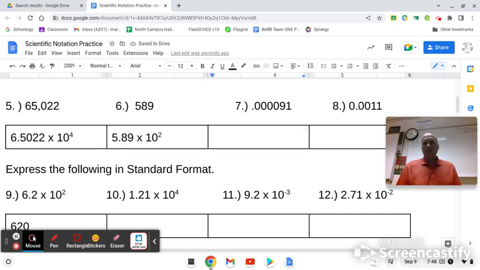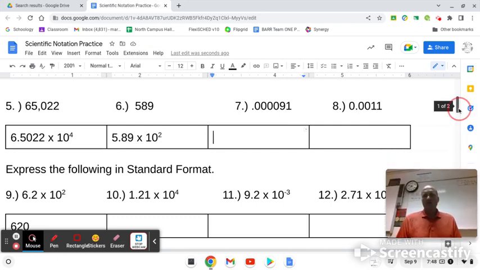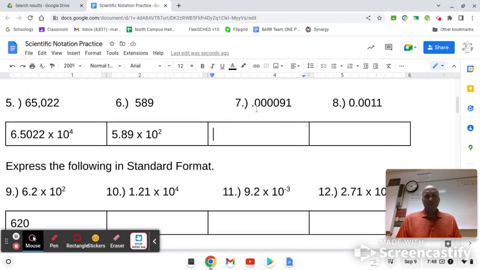All right, 7 and 8, you can see like before, these are less than 1, so my exponent's going to be negative for these. We got decimals right here. I'm going to go 1, 2, 3, 4, 5. It's going to be 9.1 times 10 to the negative 5th.